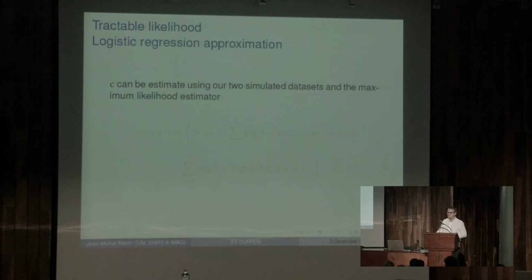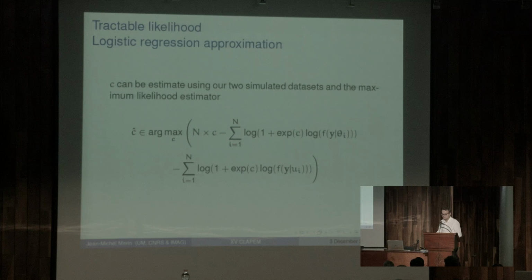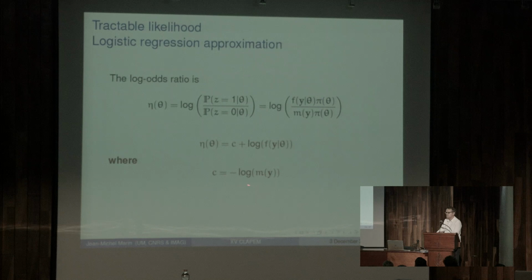This value of C can be estimated using our two simulated data sets and the maximum likelihood estimator. You have to take the arg max in C of this quantity here. It is not difficult to find the value of C. You know well the properties of this function, so you can estimate C. And then, once you have estimated the value of C, you can have an estimation of the evidence. So we replace this integral calculation by the estimation of the intercept of a logistic regression model.